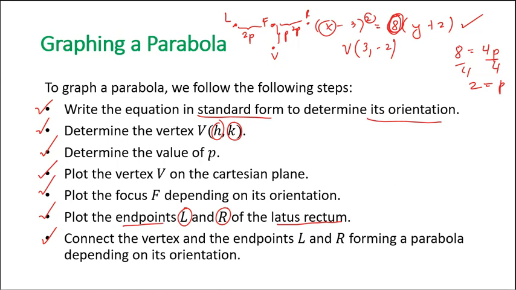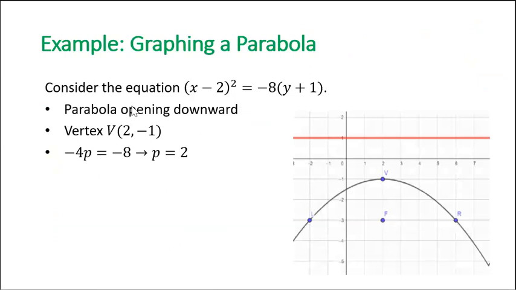So let's have an example. Suppose that we have the equation x minus 2 quantity squared is equal to negative 8 times y plus 1. From the given standard form, we can see that x is squared, which means the parabola opens either in the upward or downward direction. However, since this one is negative, we see that the parabola opens downward.